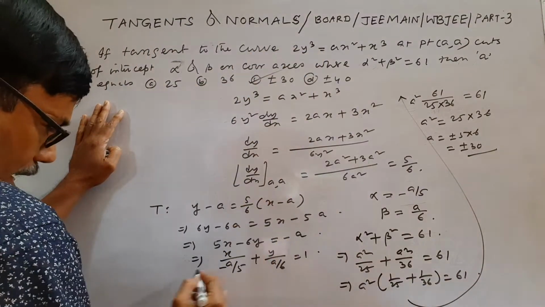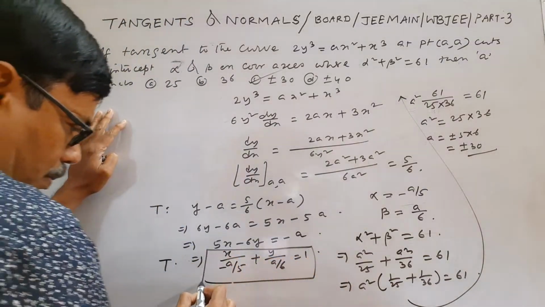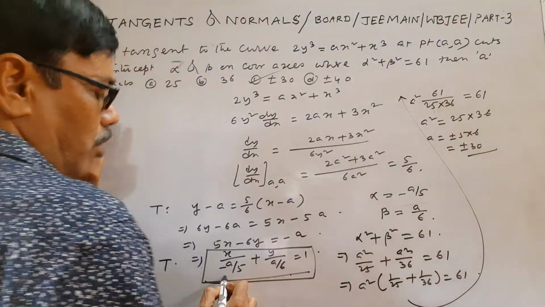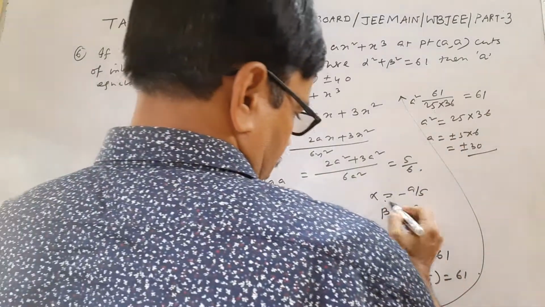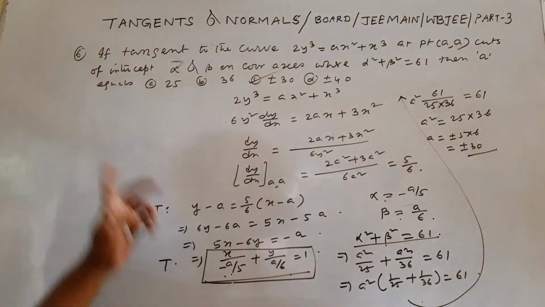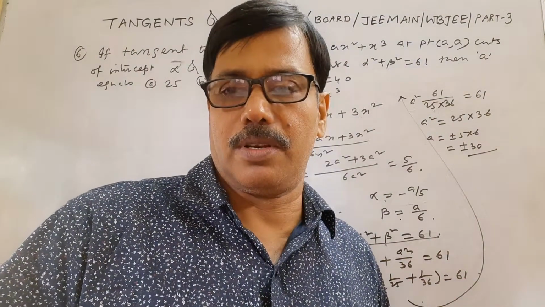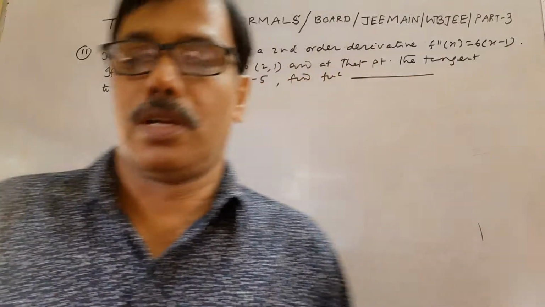Find the equation of the tangent. Express it in intercept form. This is the x-intercept, this is the y-intercept. Use the second condition and you get the result. So this is also simple.